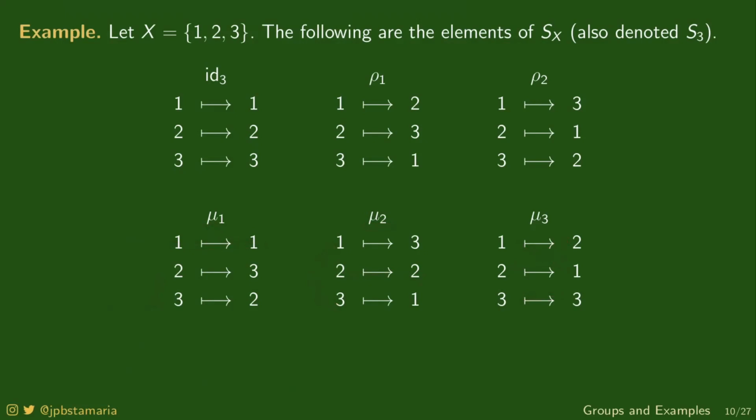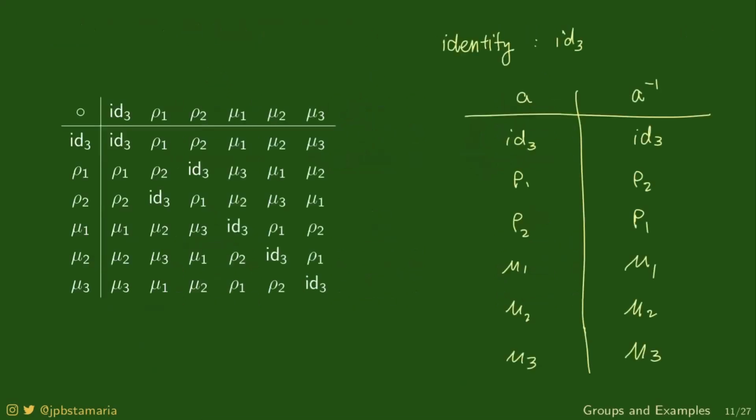Itong row 1, row 2, umiikot. Si 1 pupunta sa 2, si 2 pupunta sa 3, si 3 pupunta sa 1. Si row 2 naman baligtad yung ikot niya. Si 1 pupunta sa 3, si 3 pupunta sa 2, si 2 pupunta sa 1. Ito syempre walang ginagawa. Yan yung meaning ng 6 na yan, and yung group table niyan is as follows.